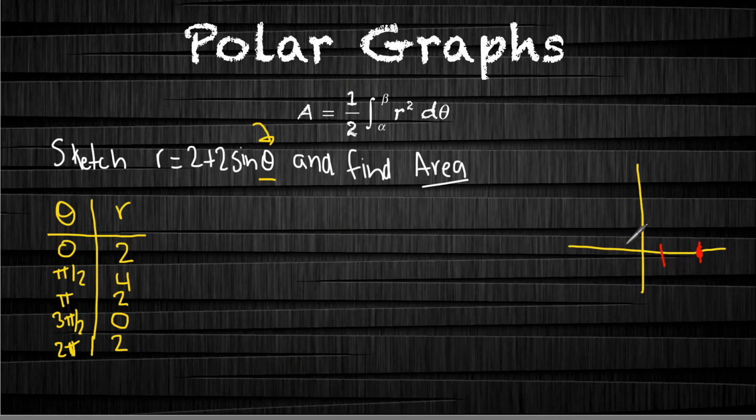And then I'm going to go 4 units in the direction of pi over 2. So I'm going to put another point there. Then I'm going to go 2 units in the direction of pi. So that's 2 in the direction of 180. And then 0 units in the direction of 3 pi over 2. So that means you're not going anywhere. You're going to be at the origin. All right, and then 2 units in the direction of 2 pi. So this thing is going to look like this.